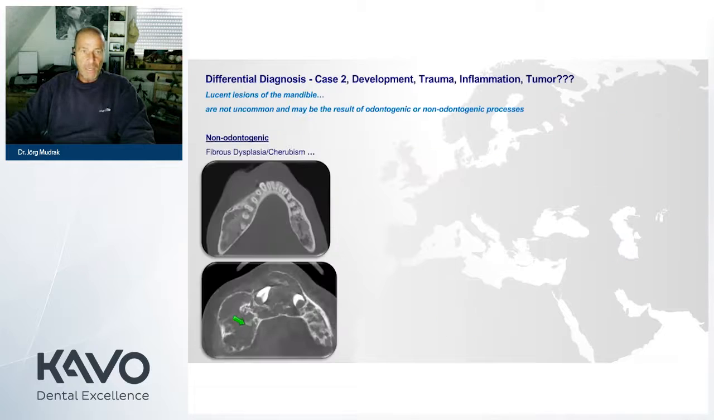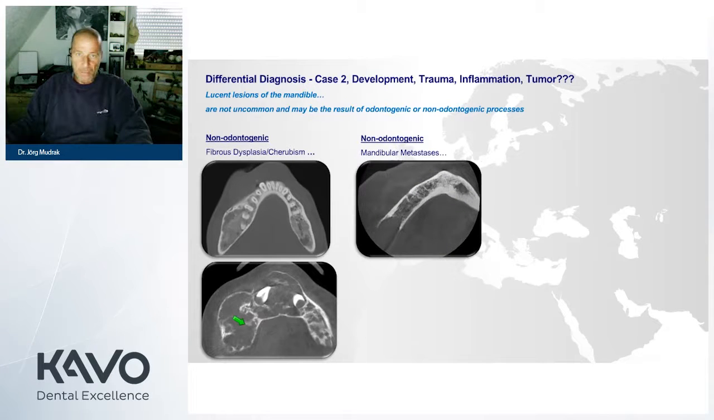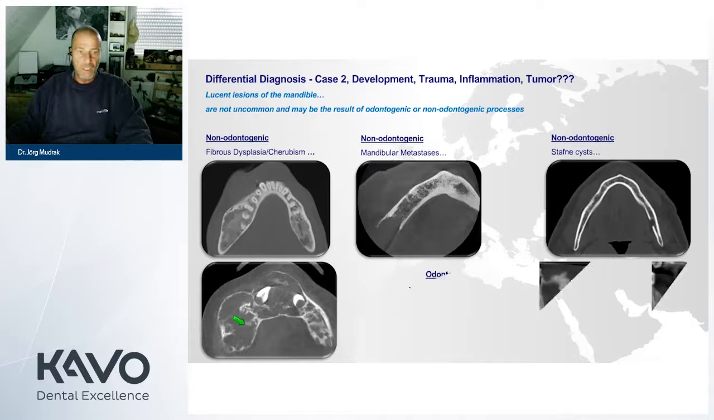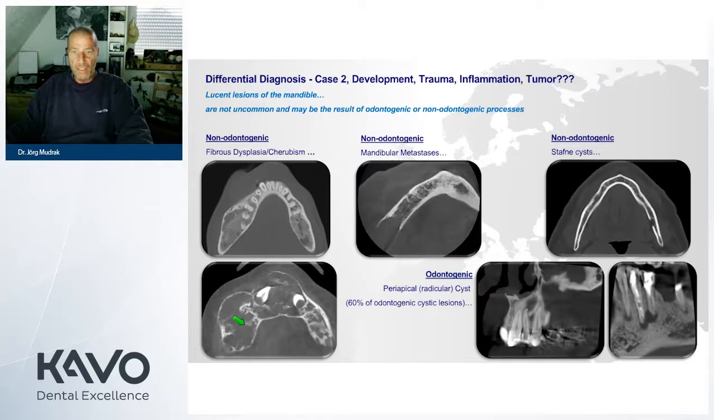Okay, then let's take a look at the differential diagnosis. First of all, lucent lesions of the mandible are not uncommon and may be the result of odontogenic or non-odontogenic processes. One of those processes is, for example, fibrous dysplasia or cherubism. This we had in the first part. If you joined, you might remember this case. The second one we have to discuss is also non-odontogenic: mandibular metastasis. I will come back to this later. The third, a non-odontogenic Stafne cyst, and the fourth, an odontogenic periapical radicular cyst, which accounts for around 60% of all odontogenic cystic lesions. So now you have another 60 seconds to make your decision of the diagnosis.